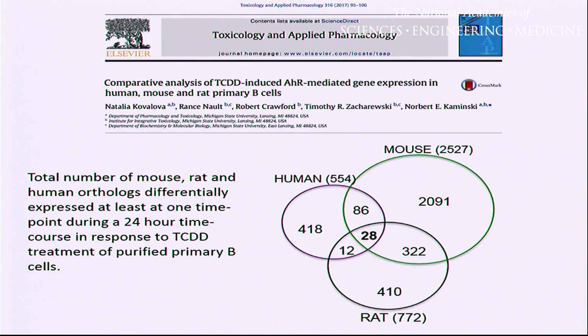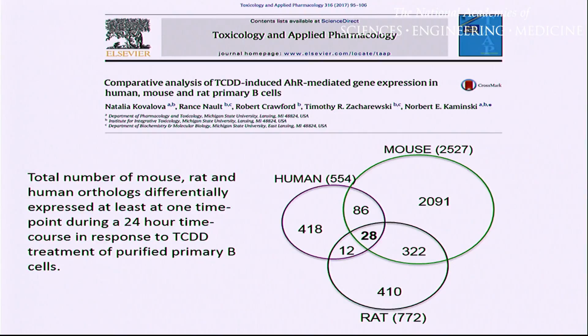And during a 24-hour time period, we isolated cells at 4, 8, and 24 hours, and then we looked at the gene expression profile. And you can see in human primary B cells, we had differential expression of about 554 genes. In the mouse, we had a whopping over 2,500. In the rat, we were around 700, almost 800.